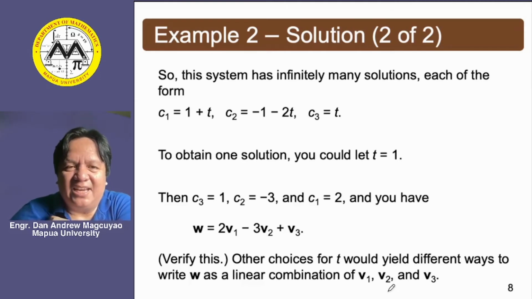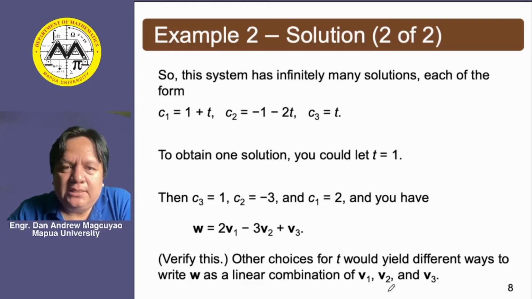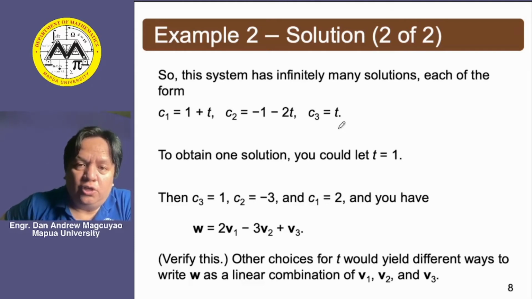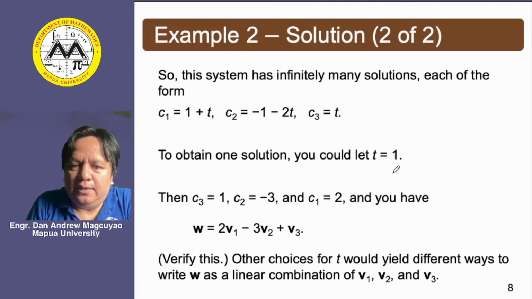So from this system, it has infinitely many solutions, and each of the form c1 equal to 1 plus t, c2 equal to -1 minus 2t, and c3 equal to t. To obtain one possible solution, what you can do is to let t be any value. So say for example, t is equal to 1. If we let t equal 1, so we have 1 plus 1.